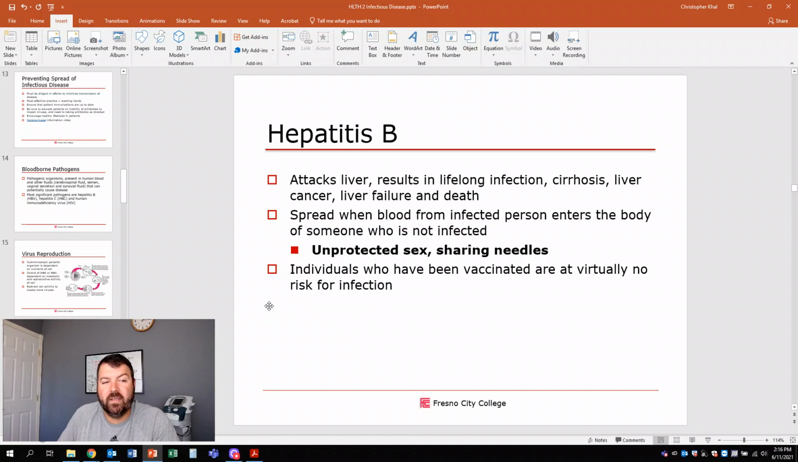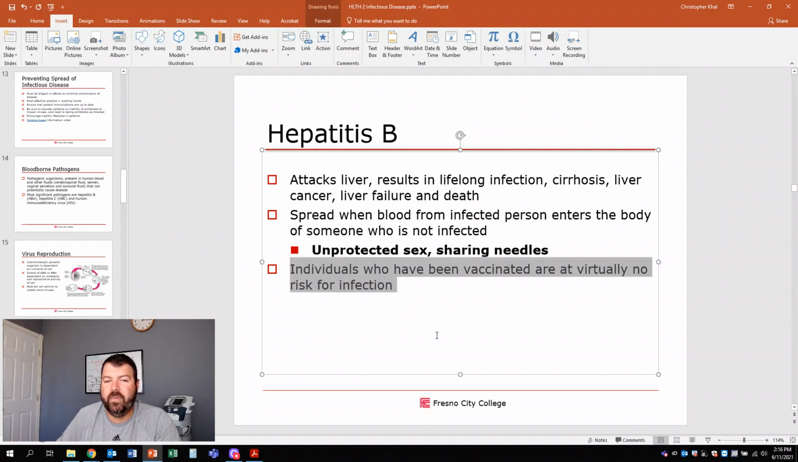All right, Hep B. All the Heps, whether it's Hep A, B, C, D, I believe there's an E as well, attack the liver. This results in lifelong infection, cirrhosis, liver cancer, liver failure, and death. It's spread when blood from an infectious person enters the body of someone who is not infected, so unprotected sex and sharing needles, for example, are often ways to get any kind of hepatitis. Individuals who have been vaccinated are at virtually no risk for infection. This itself is just for Hep B. Just know that.